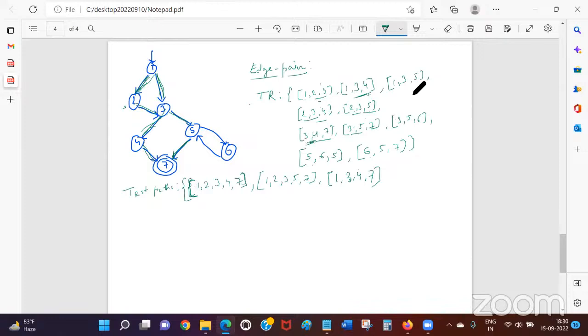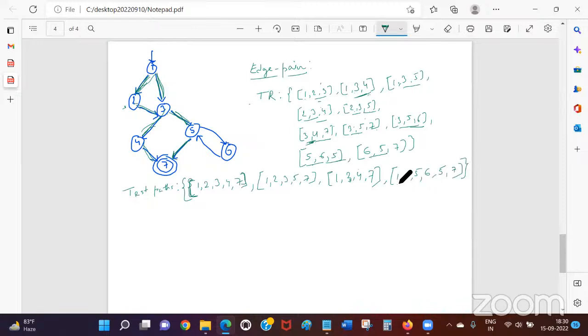Okay, I can find more. There is a path which goes like 1, 3, 5, expanding to this side. Starting with 3, 5, what can I get? With 3, 5, I can get 6. With 5, 6, I can again go to 5. And with 6, 5, I can go to 7.